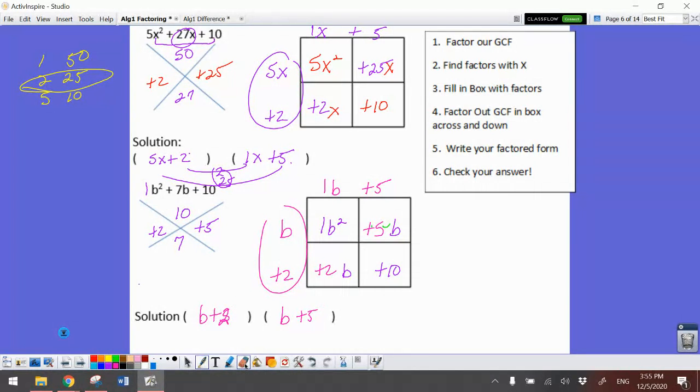Let me write that as a 2. I wrote a 5 there. B plus 2 and b plus 5. Now, it doesn't make any difference which order they're in. I could have b plus 5 and b plus 2. It doesn't actually matter.